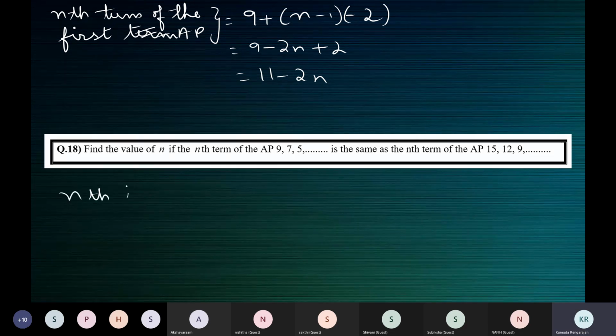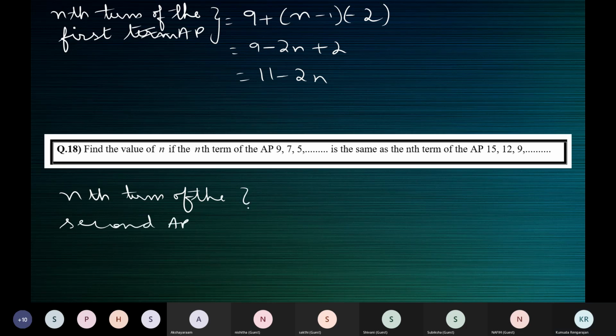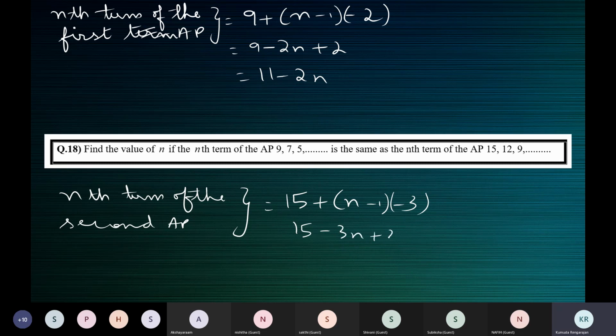Now the nth term of the second AP. A plus n minus 1 into D, that is 15 plus n minus 1 into D. D is minus 3. So 15 minus 3n plus 3. So 18 minus 3n. It's given that this is equal to this.